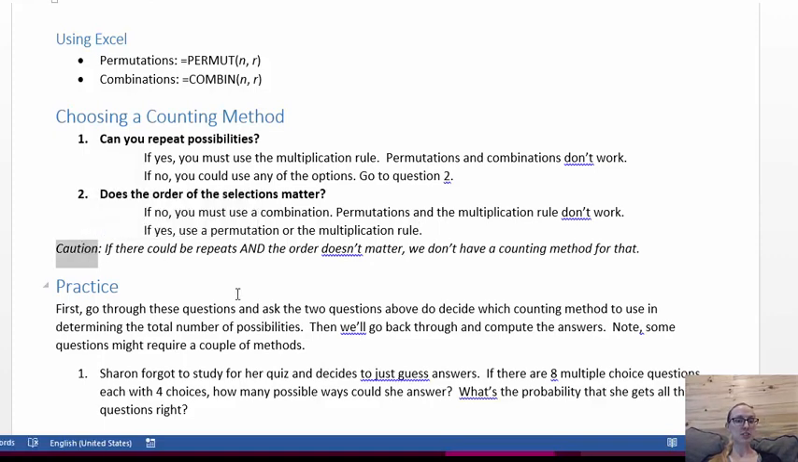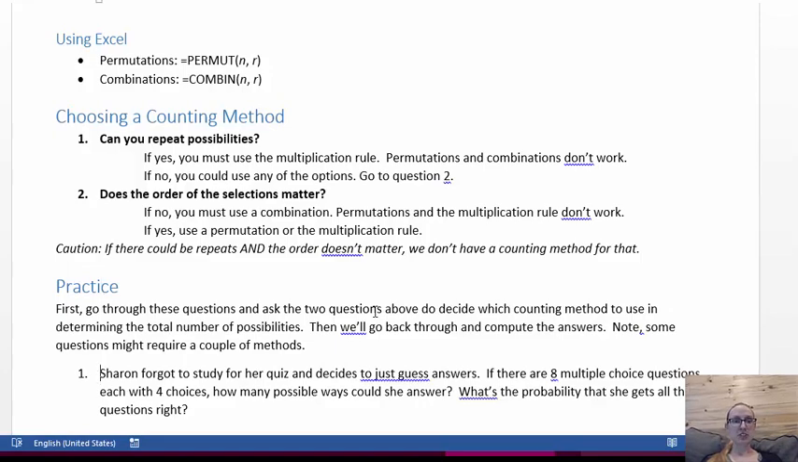I did put a little note in here in the notes. If you can repeat options, so your answer to the first question is yes, but the order doesn't matter, we don't actually have a counting method for that. None of these three would work in that case. So you shouldn't see that happening in any of the homework problems, but just something to be aware of. That would be a different method of counting.